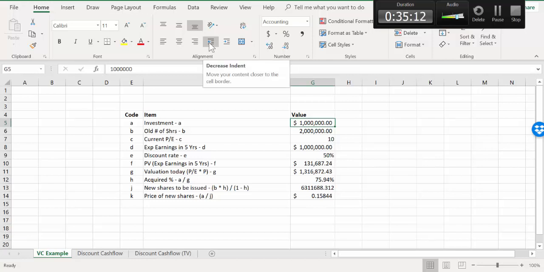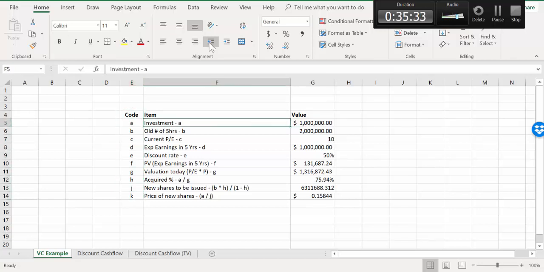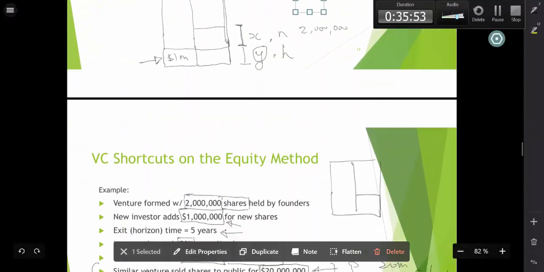It's funny, they negotiate with the end in mind. I'm going to put $1 million on the table. I'm going to put 100,000. I'm going to put 50,000, and the number of shares. Okay, so these are the items: A, B, C, D, E, F, G, H, I, J, K. Okay, there's no I. So investment, that's A, and the number of shares, okay, B, 2 million, and the current PE is 10, and that 10, like I said, just came from here.